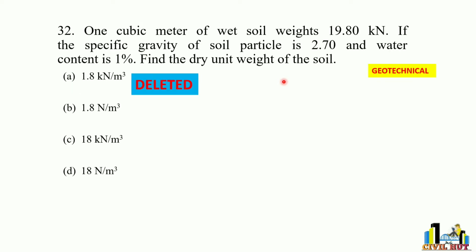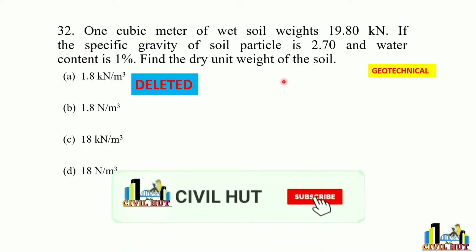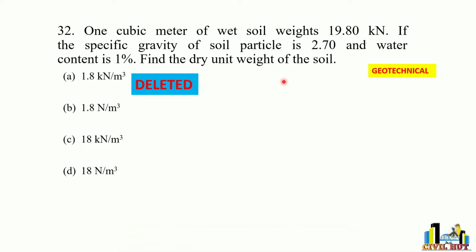Next question: 1 cubic meter of wet soil weighs 19.8 kilonewton. If the specific gravity of soil particles is 2.7 and the water content is 1%, find the dry unit weight of soil. This is also from geotechnical engineering, and this question is deleted from the final key. We can see the solution here. Volume equal to 1 meter cube.